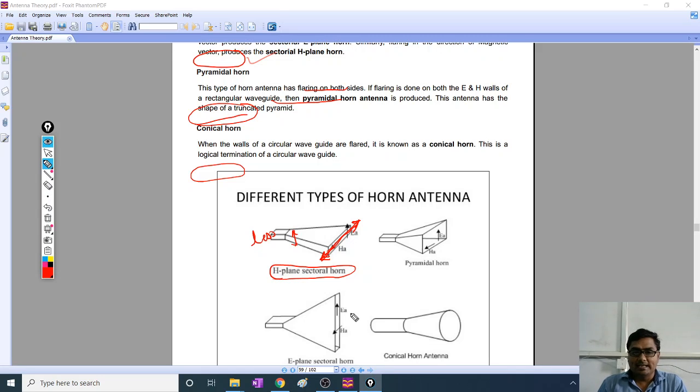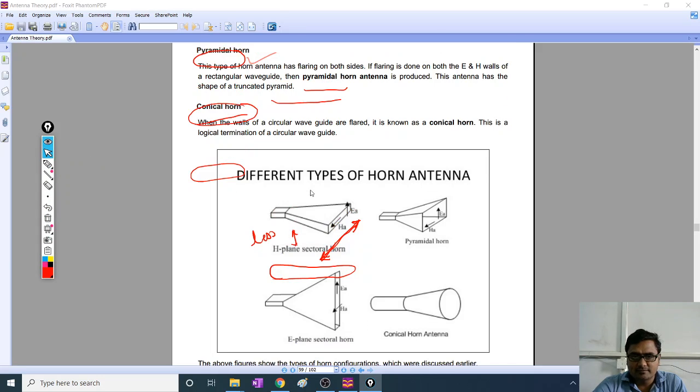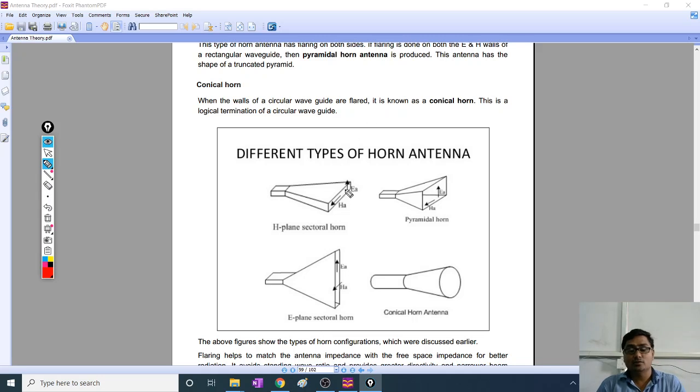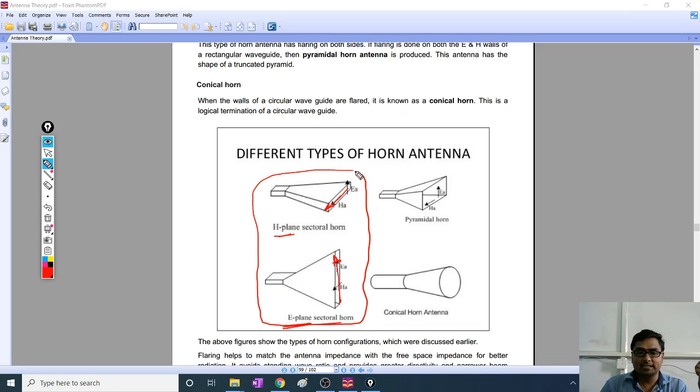And what about V plane sectoral horn? Look at this. Let me take that view also on a single page. Now look at this. Here the horn antenna is spread more in horizontal, so that's why it is H plane. Here the antenna is spread more in vertical direction, so that's why it is E plane sectoral horn. So those are types of sectoral horn antennas.